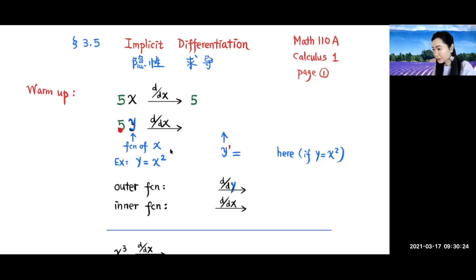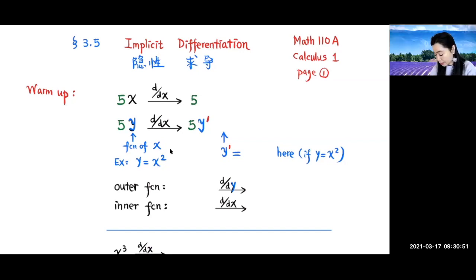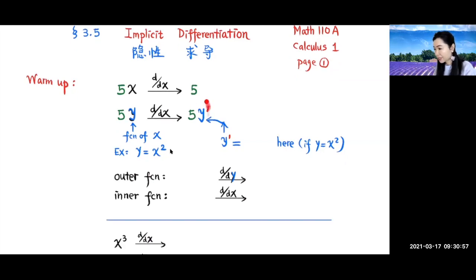Okay. So if you have 5y and you differentiate this with respect to x, then you're going to get 5, this constant multiple in front, and then you're going to differentiate this y with respect to x, which is going to be y prime. So we have y prime over here. When y equals x squared, y prime is 2x. So if this is 5x squared, then you have 5 times 2x, which is going to be 10x.